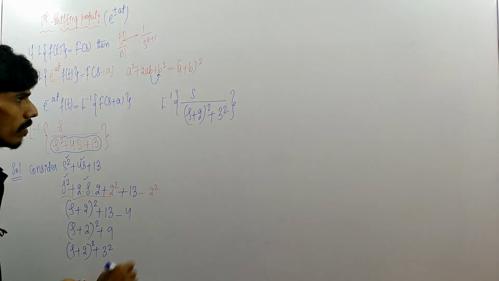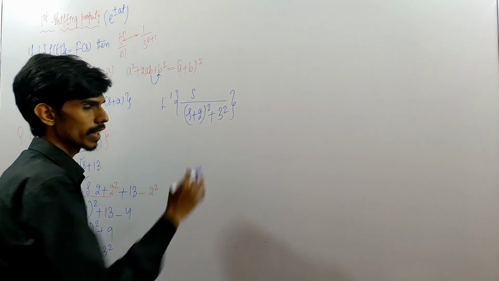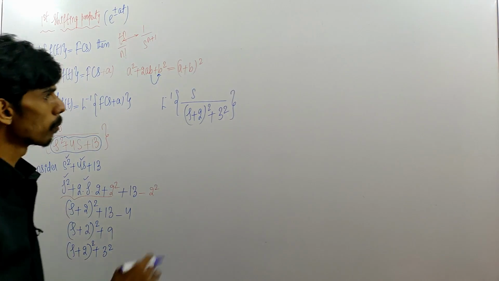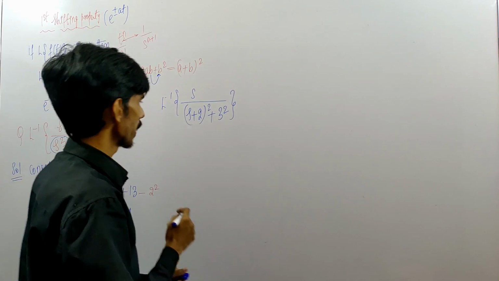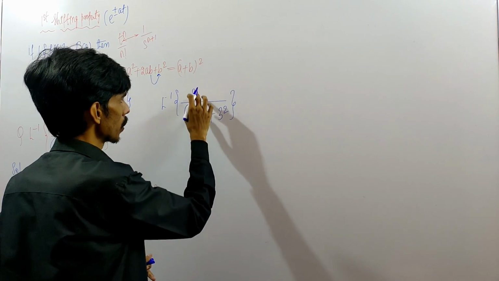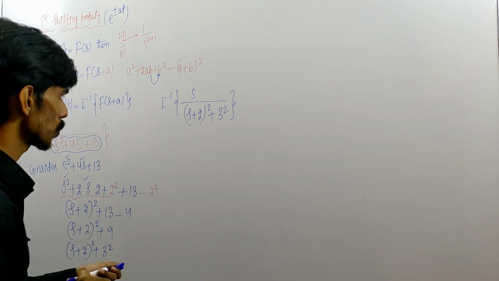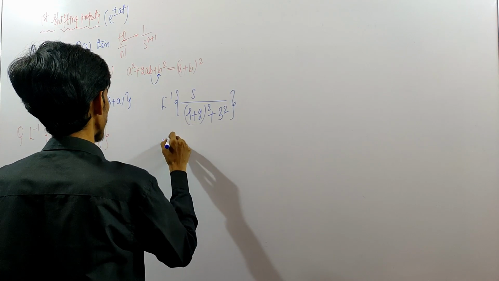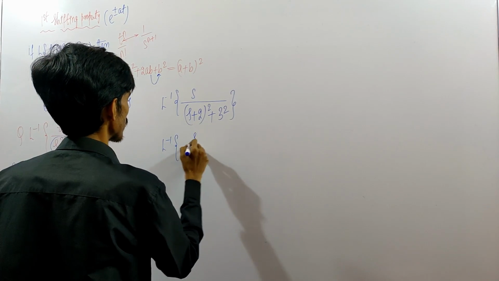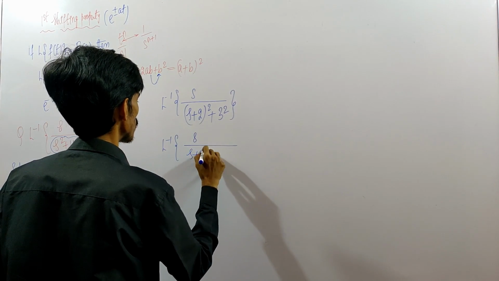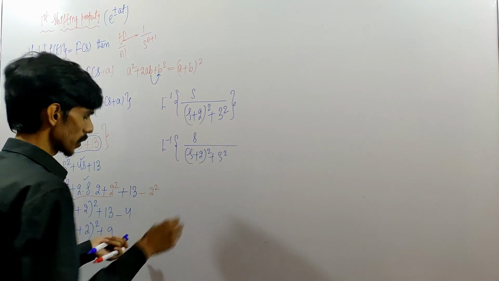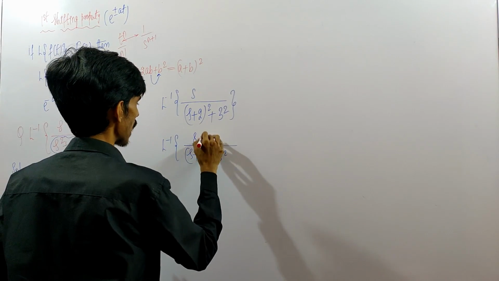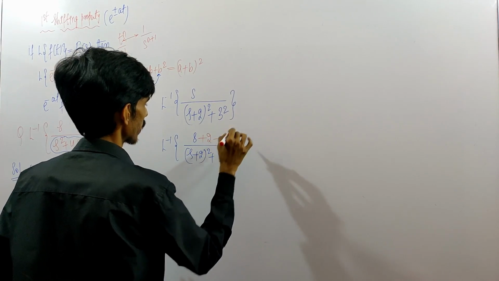Now here we have s, here we have s plus 2. Both numerator and denominator should be of the same form. It means that here we have s plus 2, here also we want s plus 2. So we can write it like this: s divided by (s plus 2) square plus 3 square. Since we have plus 2 here, we will add 2 and subtract 2.